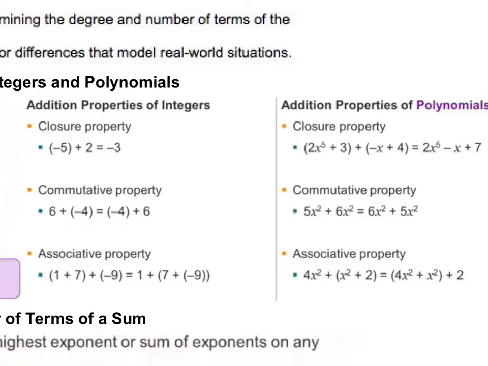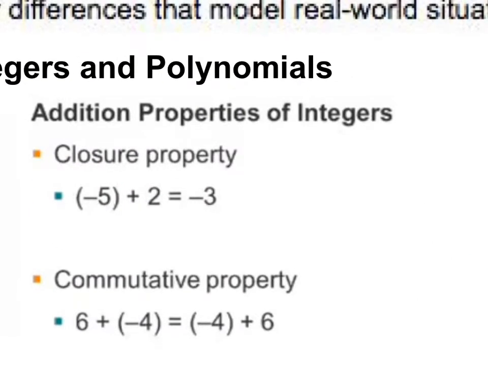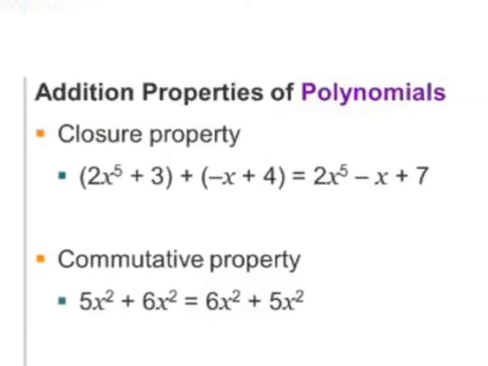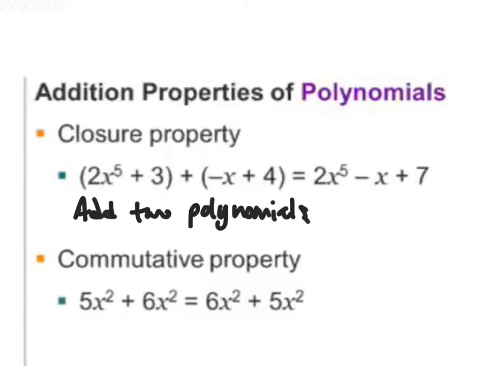What happens is we have this thing called the closure property. The closure property means that you're adding two integers to get another integer. And then on this one, the closure property of polynomials means that if you add two polynomials, then you get another polynomial.